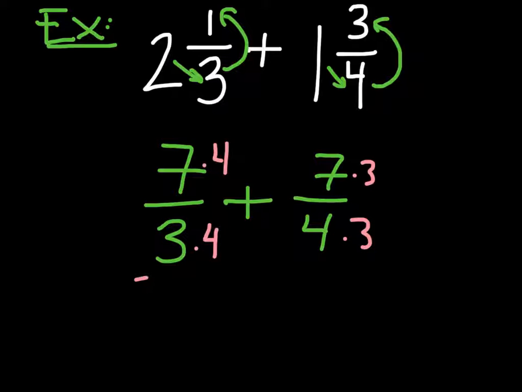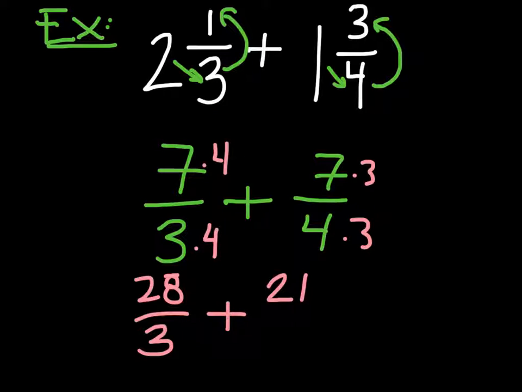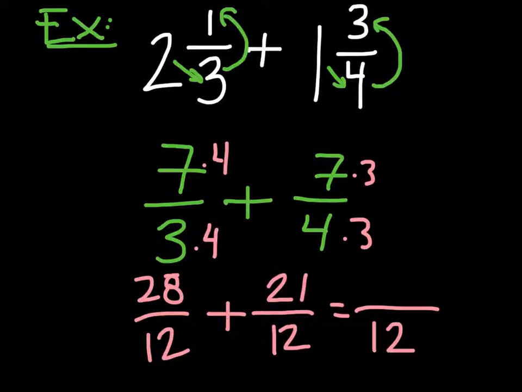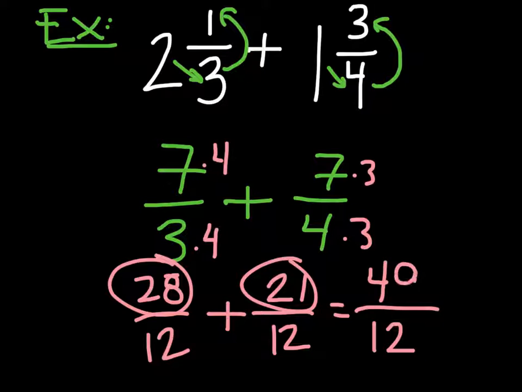So this would give us 28/3 plus 21. Sorry, this is 12. My mistake, 12ths. And this is 12ths. So we do have our common denominator of 12. You get 28 plus 21, which would be 49/12.